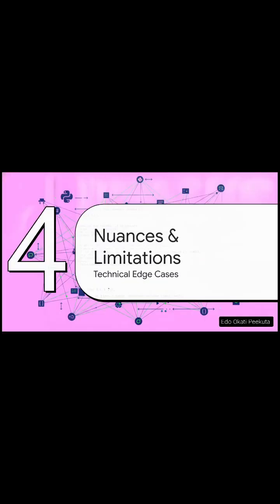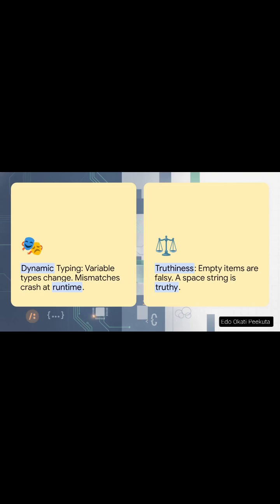Section 4. Nuances and limitations. All right, this is where things get a bit tricky, as we peel back the next layer to reveal some real technical edge cases. And this brilliantly illustrates a couple of traps. First, dynamic typing. In Python, variables themselves don't actually have fixed types, only the objects they refer to do. This means type mismatches can easily hide in your code and will only crash at runtime if you aren't validating your inputs. Then there's truthiness.